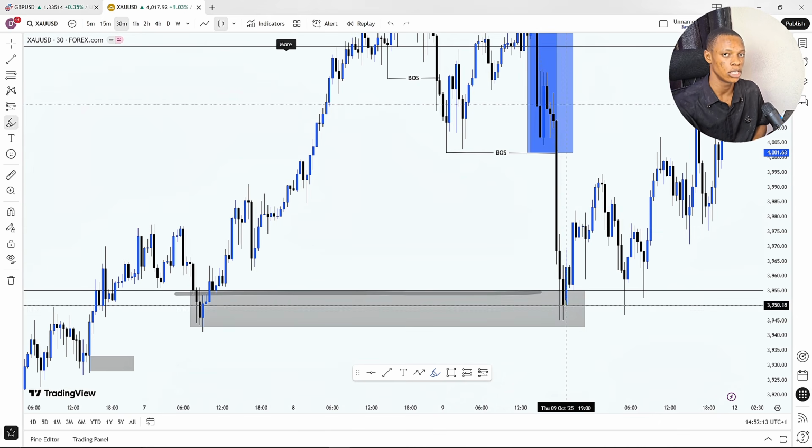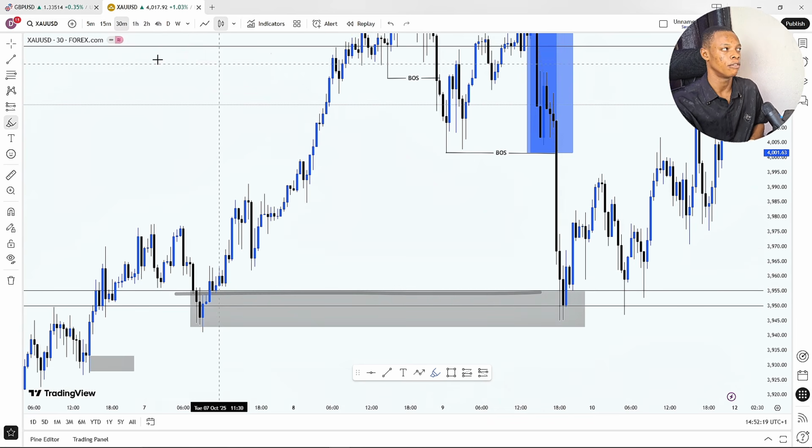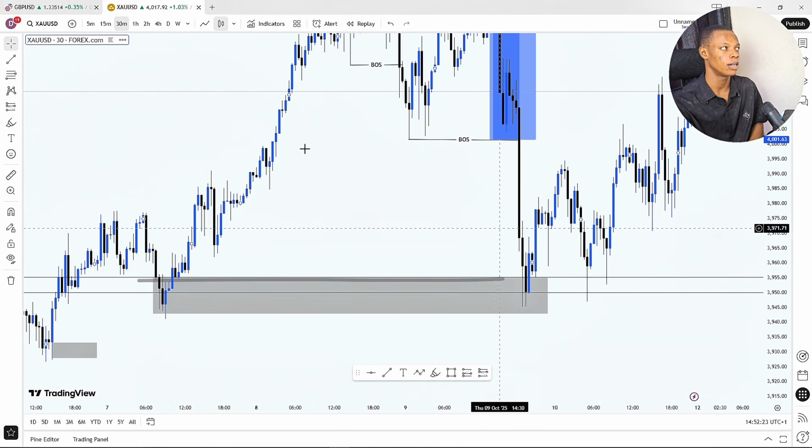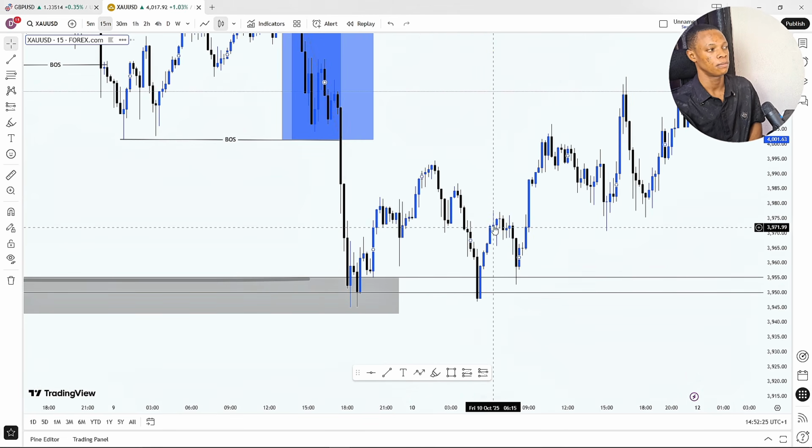On getting here, what do you think I will do? I will no longer start looking out for sell. I'm going to stop selling for now, then maybe start looking out for buy, because it's going to definitely give a change of character. So on getting there, what happened? It gave a change of character.